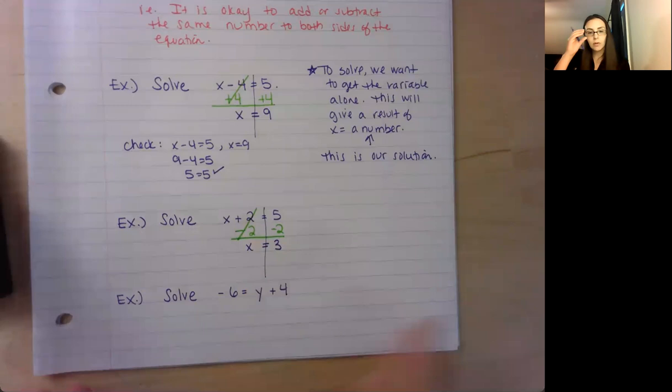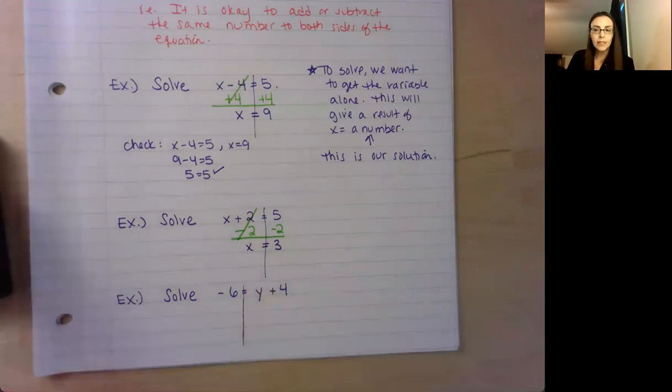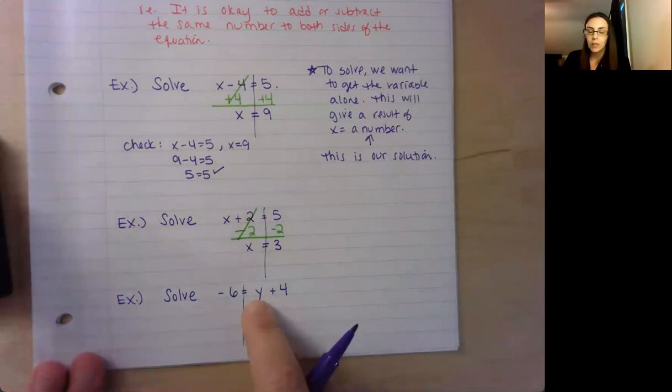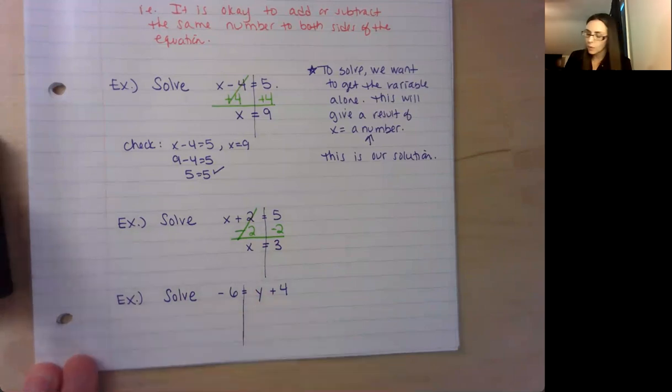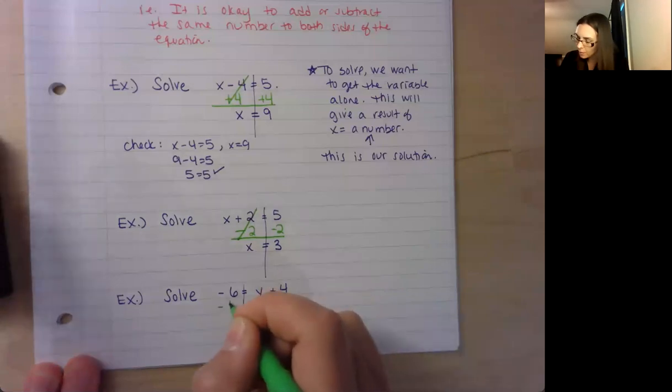Let's do another example. Now my variable is on the right this time, but it doesn't matter. So again, I'm just going to kind of draw that little line just lightly there to help me stay organized. And I want the y by itself. So when I say by itself, I mean alone on that side of the equation. So I need to get rid of this plus 4. Well, the opposite of plus 4 is a minus 4. So I'm going to do minus 4 on both sides.